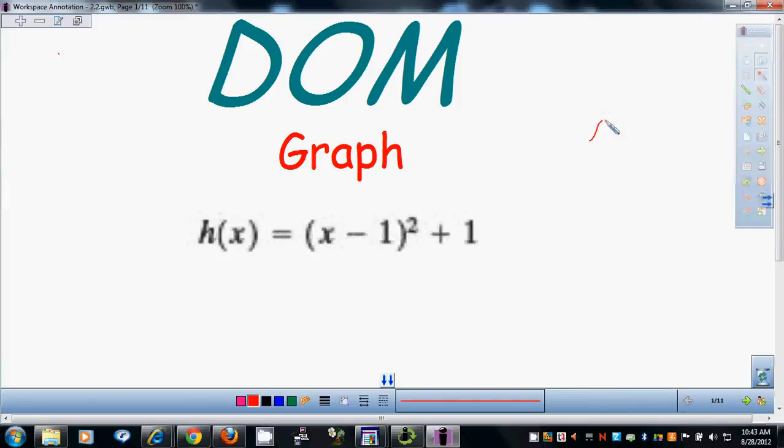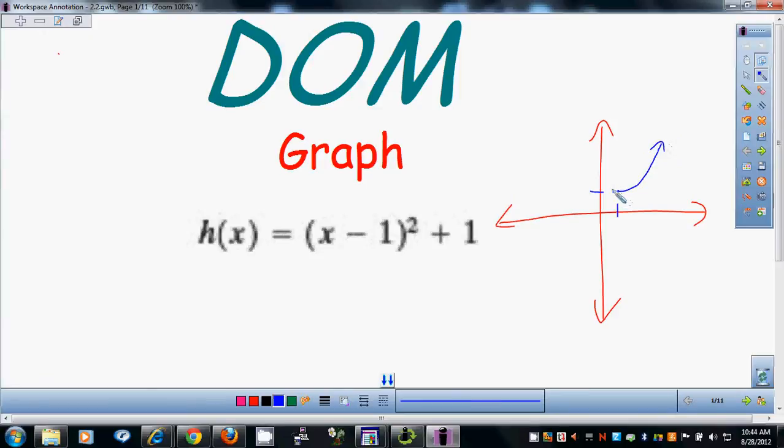All right, what's the parent function here? X squared, which looks like what? That's right, parabola. And that's what it's going to be all day today. Today we're dealing solely with those kinds of equations. Now, where does this parabola get shifted? Very good. Right one, up one.